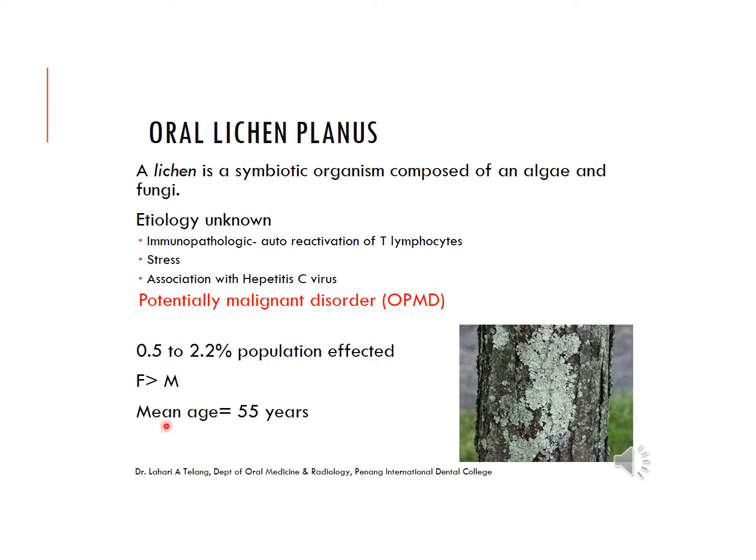So 0.5 to 2.2% of the population is affected. If you look at this number, it might seem very small, but as a dentist, it's important for you to understand that many of these patients don't really come to you with oral lichen planus as a first sign or symptom, and many a time it is you who are actually diagnosing it for the first time. There's a high female predilection and the mean age is around 55 years. Now this is around the postmenopausal age. So that's why, if you notice, there's a very high tendency for females to be the patients whom you're likely to see in your clinic.